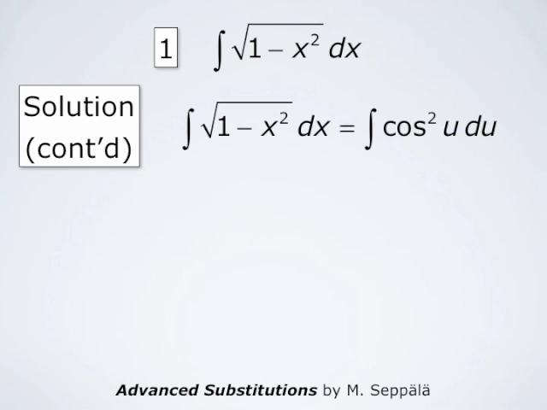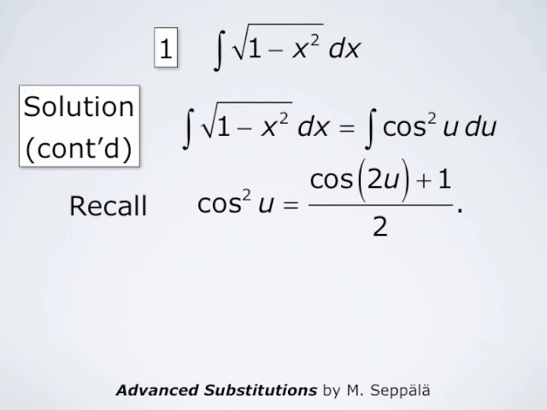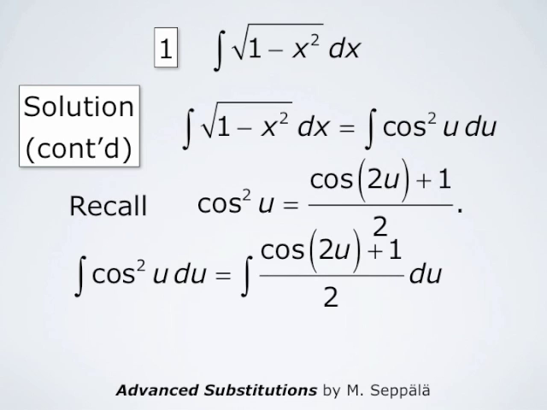Next, we have to compute the integral of cosine squared of u du. And in order to do that, we recall that cosine squared of u is (cosine of 2u plus 1) divided by 2. This is the double angle formula for the cosine function. Therefore, the integral of cosine squared of u du is the same as the integral of (cosine of 2u plus 1) divided by 2 du. This is now easy to evaluate.